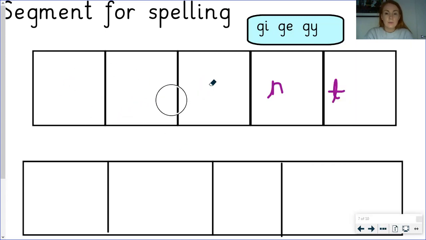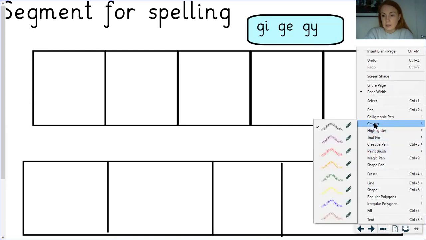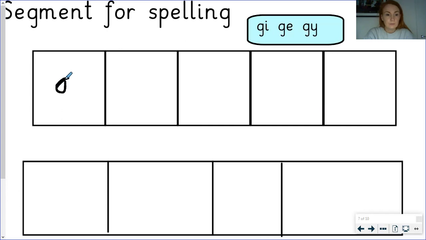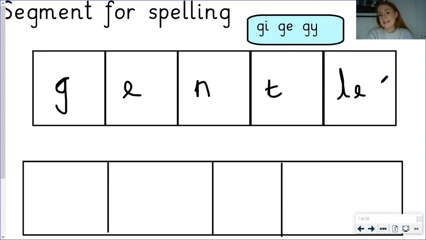Okay, next one I would like you to do is gentle. Again, using all the 5 phoneme boxes. Remember that sound is the same as bottle. Have a go at spelling gentle. There's gent, and then to make it L and an E. So remember that's the digraph making the sound.